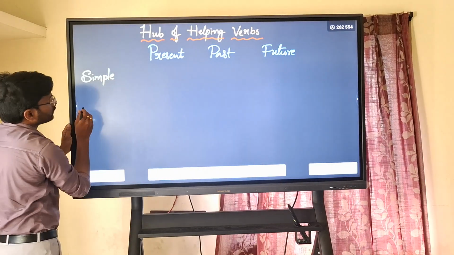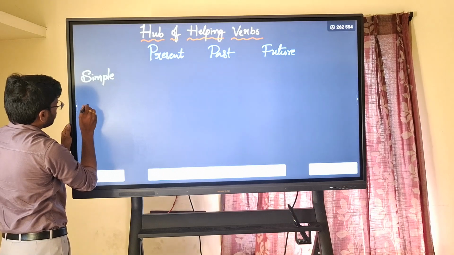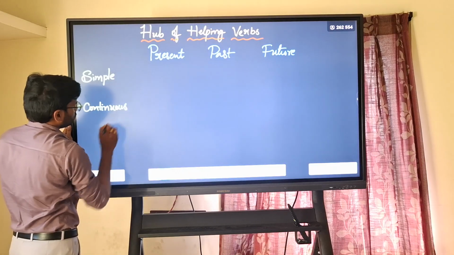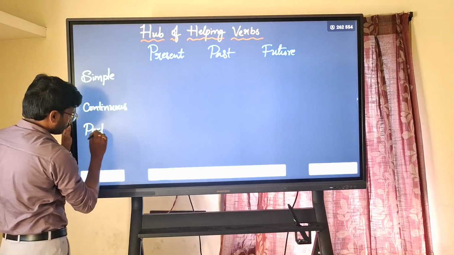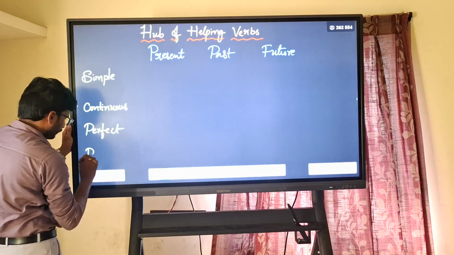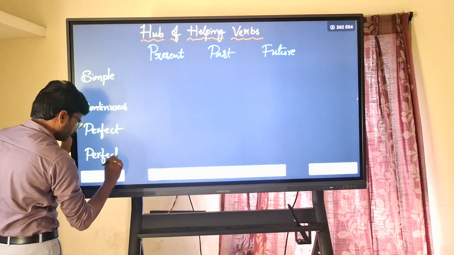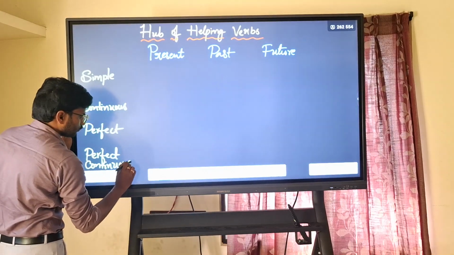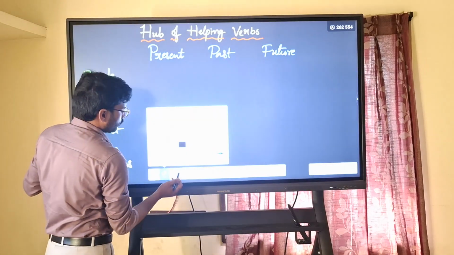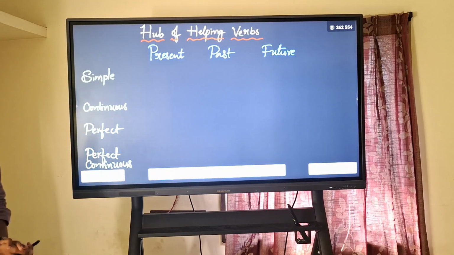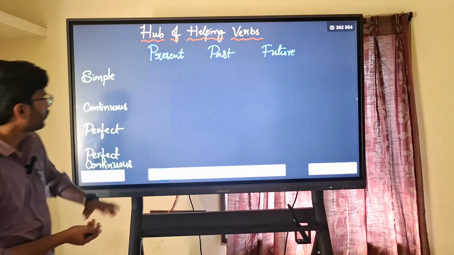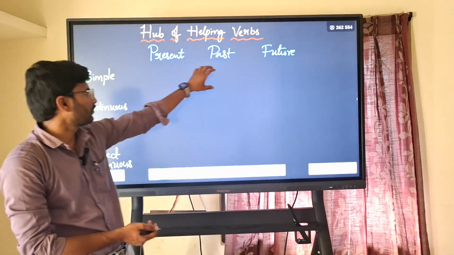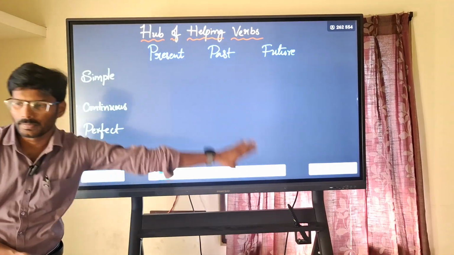So simple present, present continuous, perfect tenses, and perfect continuous. These are the subtenses. Okay, so mainly how many tenses? 4 into 3. It means what are the helping verbs I am going to write here? It is for the simple present. What are the helping verbs I am going to write here? That is for the simple past, right?